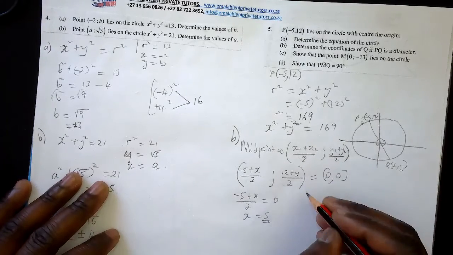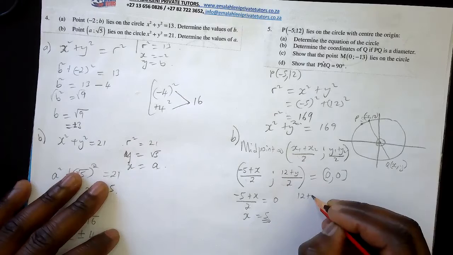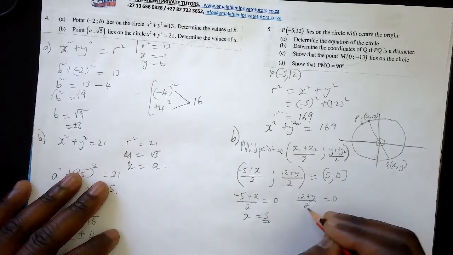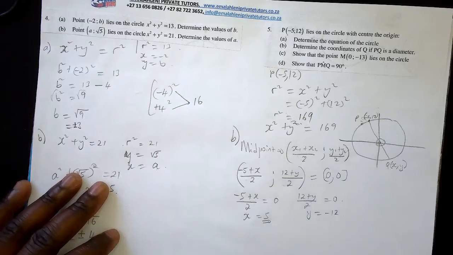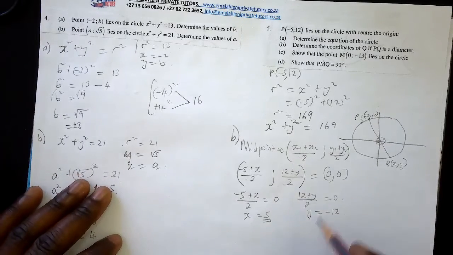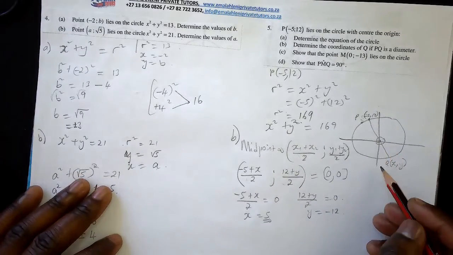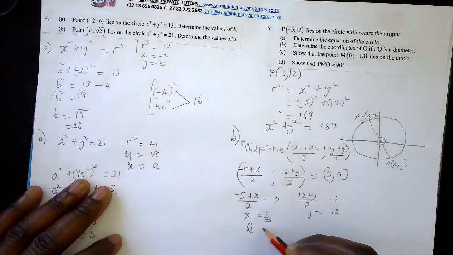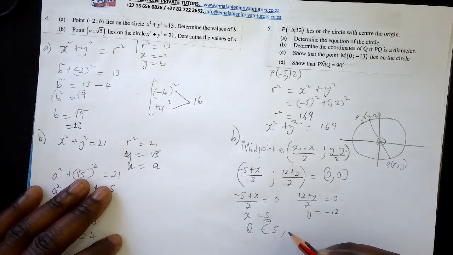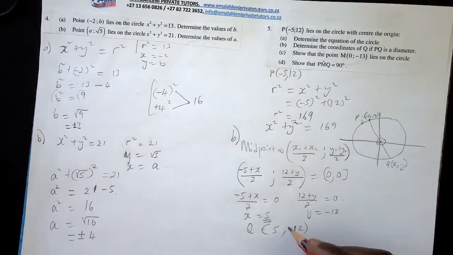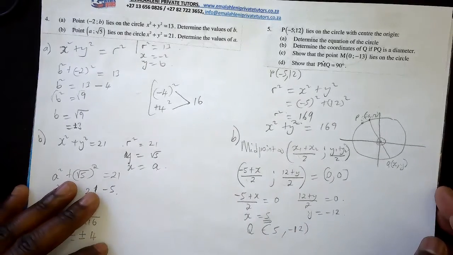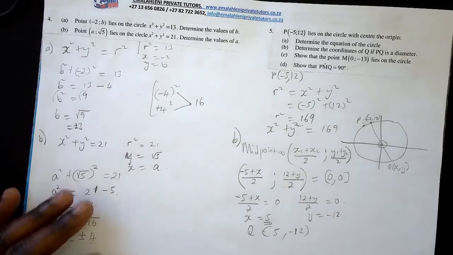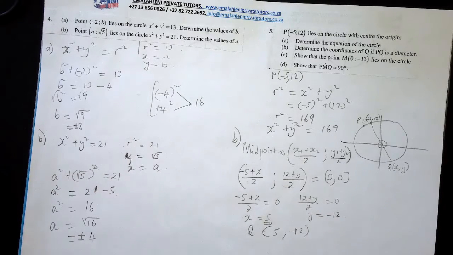Okay. What about in terms of Y? 12 plus Y over 2 is equal to 0. We take the 2, that is going to give us 0. Y is going to be equal to -12. That's what we get there. So it means that the coordinate for Q is going to be 5 and -12.